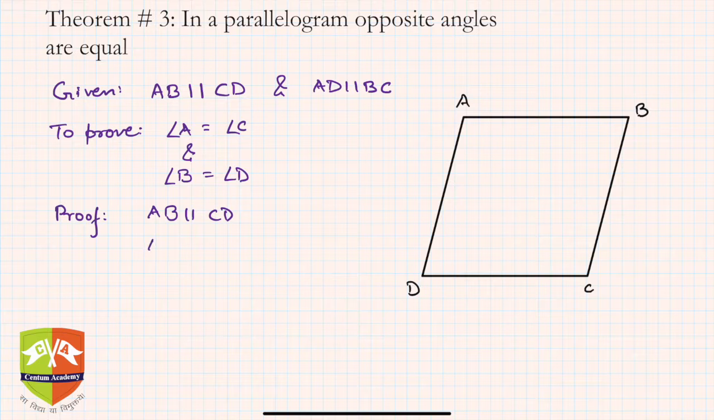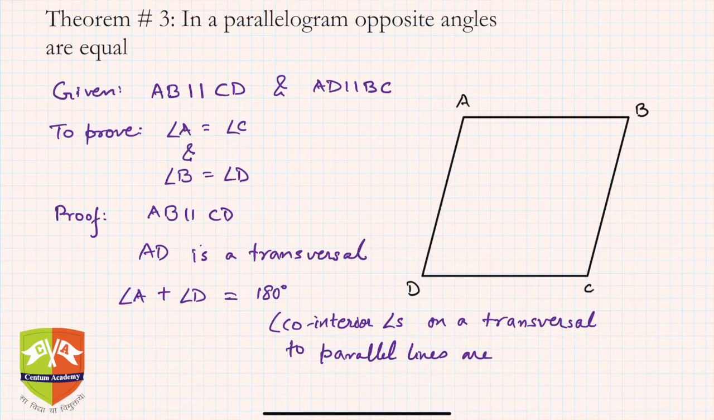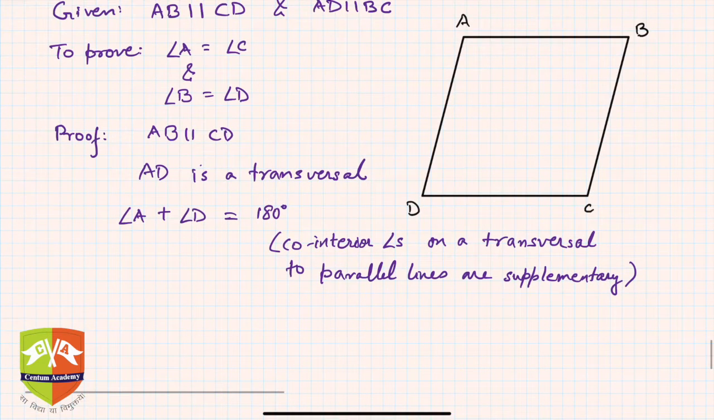That means AD is a transversal, isn't it? That means angle A plus angle D must be equal to 180 degrees. Why? Co-interior angles on a transversal to parallel lines are supplementary. This is the basic reason behind it. So A plus D is 180 degrees.